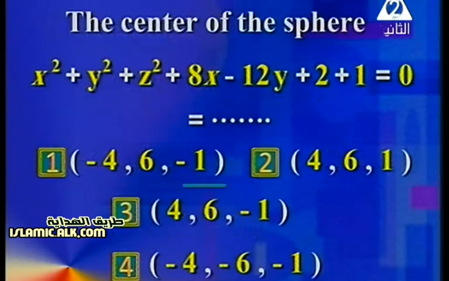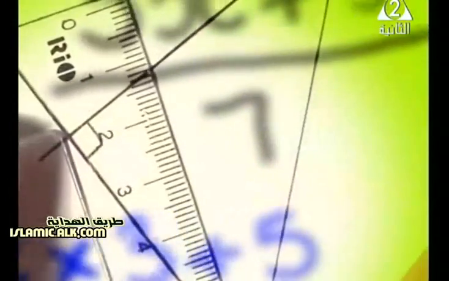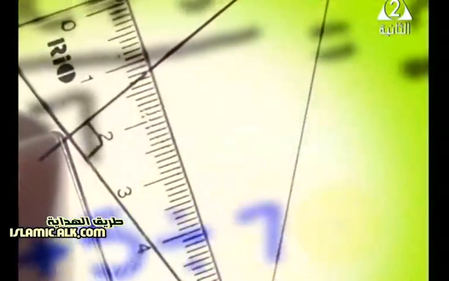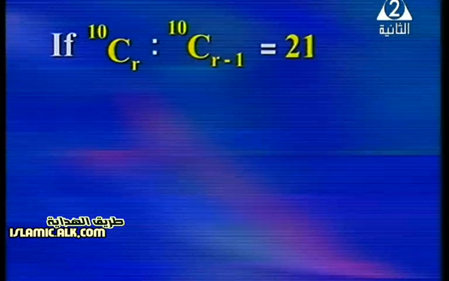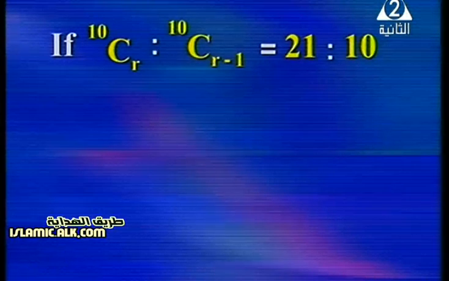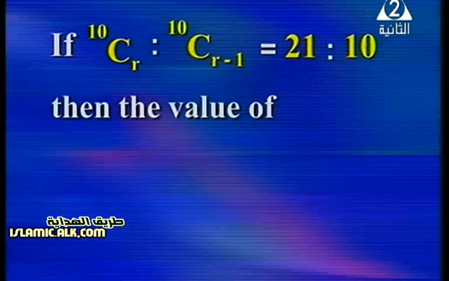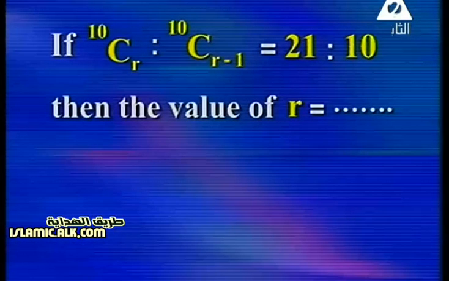The first multiple choice. If 10Cr over 10C(r minus 1) equals 21 over 10, find the value of r.